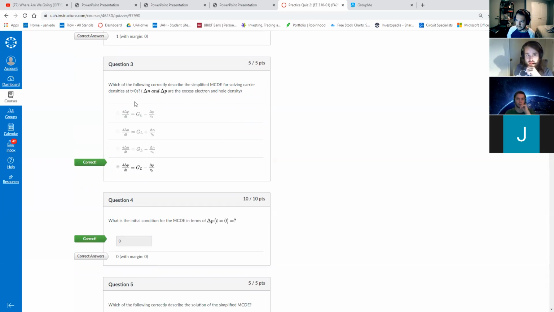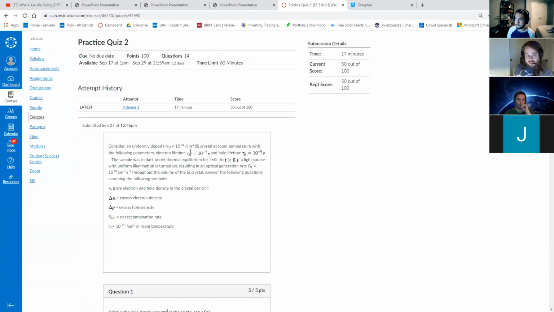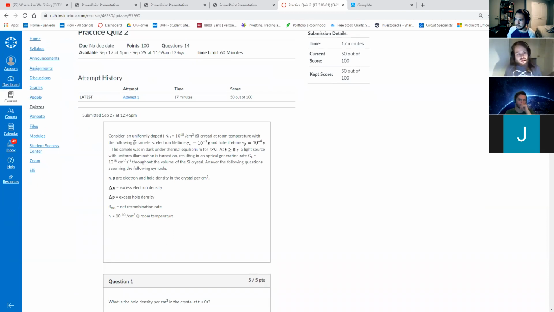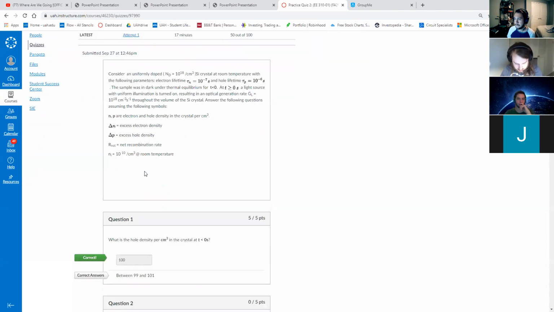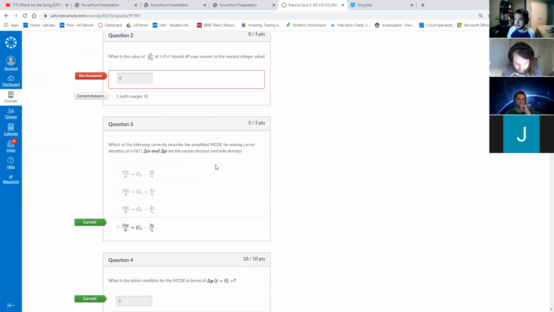Because here, every single option is correct in the way that the spatial dependence was eliminated. If we go back up here, the keywords you look for to eliminate spatial dependence: uniformly doped, light source with uniform illumination, throughout the volume of the crystal. All of these things are hinting at the fact that this question has no spatial dependence. Everything is happening everywhere at the exact same time. And because of that, you can eliminate spatial dependence.